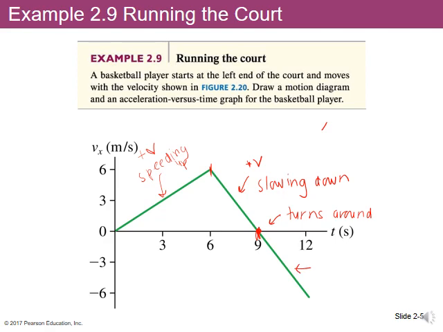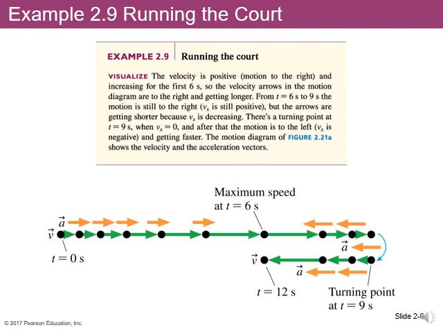And then what happens in this part, now he has a negative velocity that's becoming more negative. So he's speeding up in a negative direction. So we need to show all of these parts on our motion diagram. Like this. Remember we said in the first part, he's speeding up. So we show that these velocity vectors get bigger and bigger and bigger as he gets up to 6 seconds. So we have a positive acceleration, positive velocity.